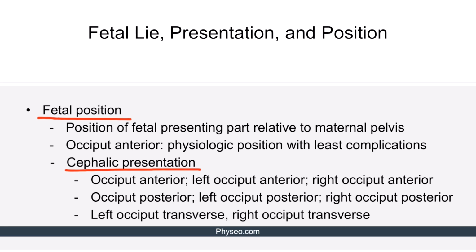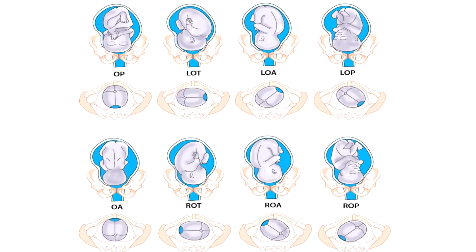Let's show this with an illustration. Here we can see the different positions of cephalic presentations. In the straight occiput posterior position, the fetal occiput is directed towards the maternal coccyx. The left occiput transverse position is characterized by the fetal occiput directed towards the left ilium of the maternal pelvis.